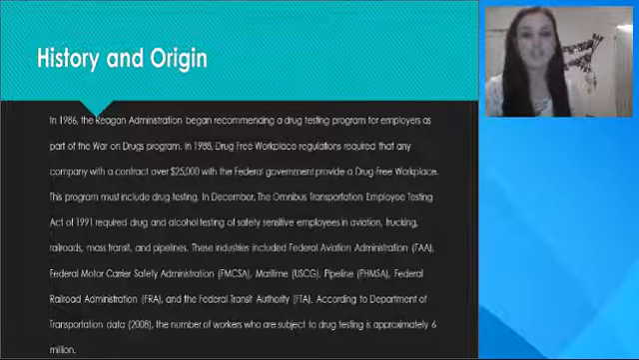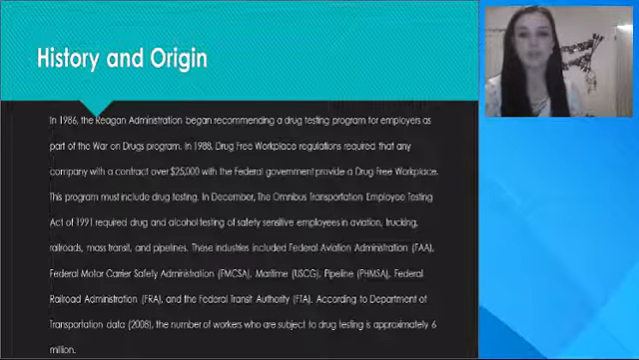In 1986, the Reagan administration began recommending a drug testing program for employers as part of the War on Drugs program. In 1988, drug-free workplace regulations required that any company with a contract over $25,000 with the federal government provide a drug-free workplace. This program must include drug testing.